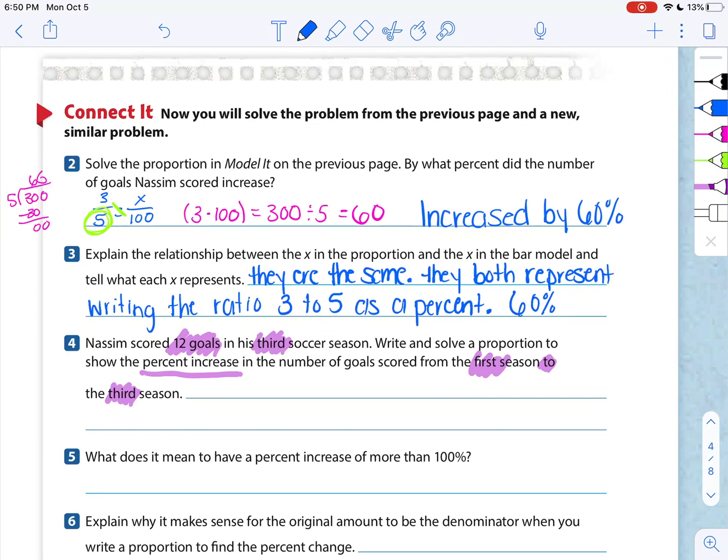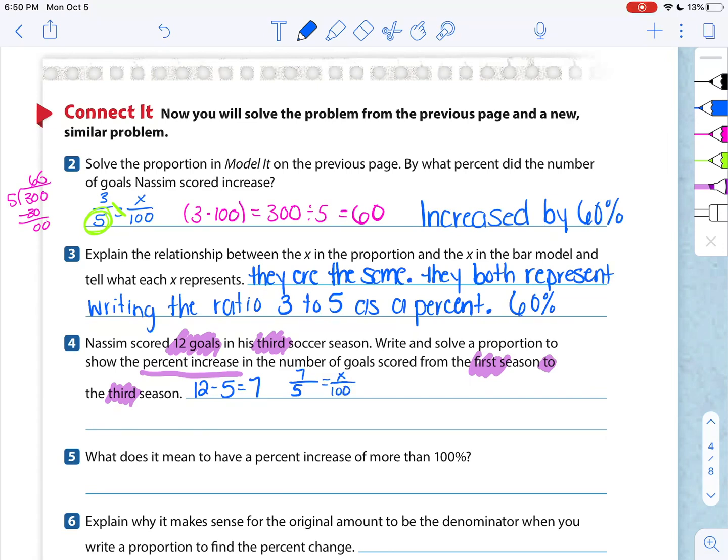So in the first season, remember he scored 5. So we have to remember we start by finding that difference. So we have to do 12 minus what he scored in that first season. 12 minus 5 is 7. So that's our change. So to write a proportion, it's our change, that's 7 over our original. So originally he scored 5 goals in the first season, equals, we're trying to find the percent increase over 100.